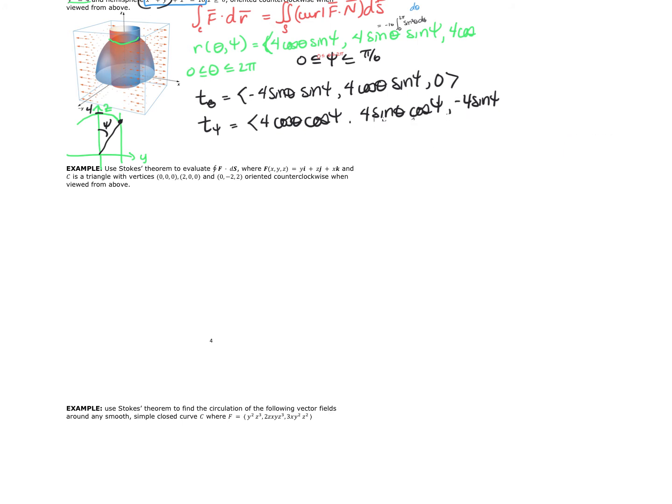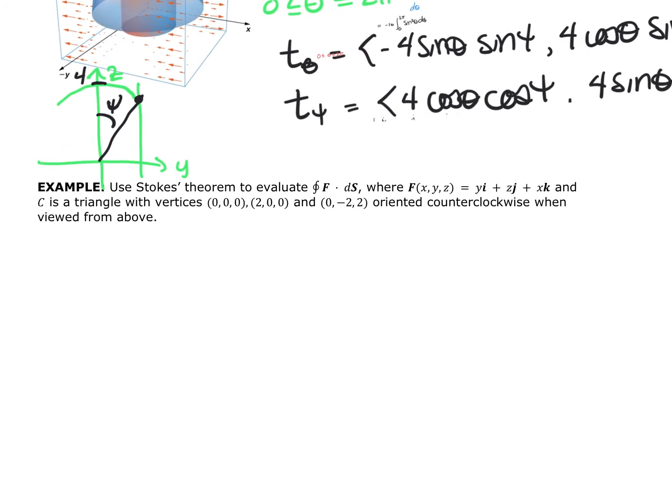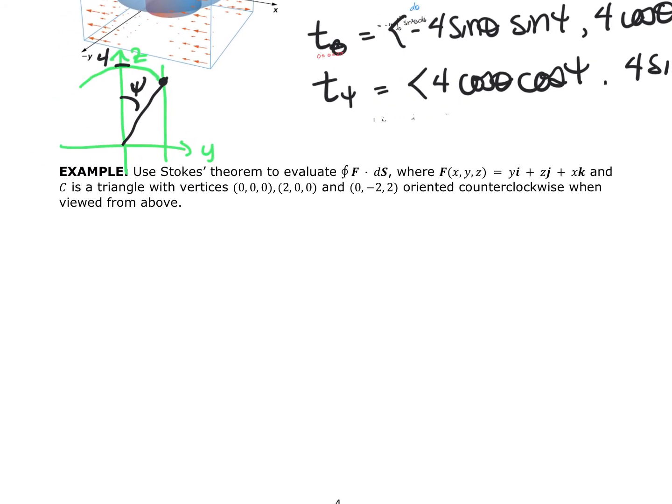Okay. Here we go. Use Stokes' theorem to evaluate the circulation of the dot product of the field F with ds, where F of x, y, z is equal to y in the i, z in the j, and x in the k, and C is a triangle with vertices of (0, 0, 0), (2, 0, 0), and (0, -2, 2), oriented counterclockwise when viewed from above.